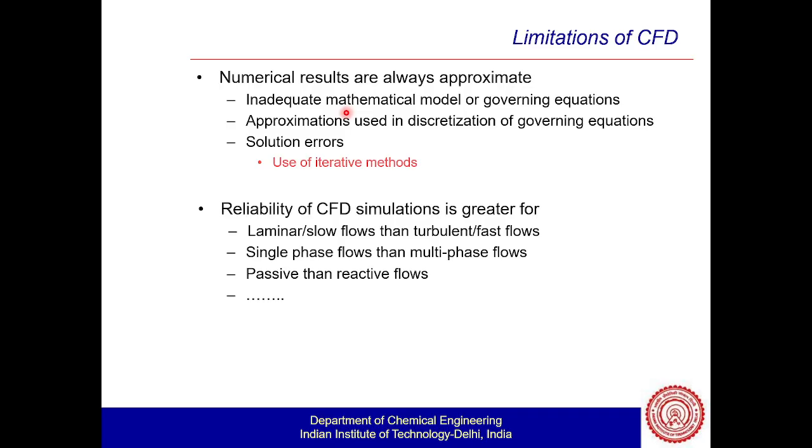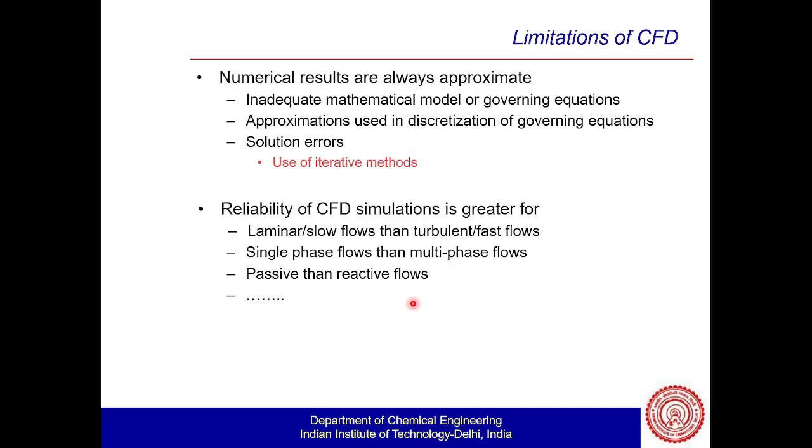In the case of CFD, we also discretize, but that leads to truncation error, which can be reduced if I reduce the spatial and the temporal resolution. Those things can also be reduced in 1D or 2D models. But CFD is much more reliable as you are resolving and seeing what is happening at each and every cell. As I've shown earlier, the reliability of CFD simulations is greater for laminar or slow flows than for turbulent or fast flows, single phase flows than multi-phase flows, and passive than reactive flows.